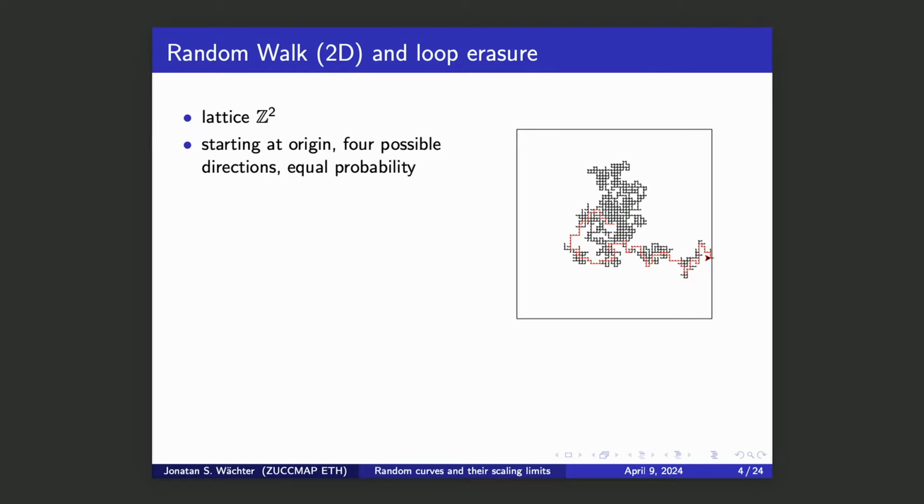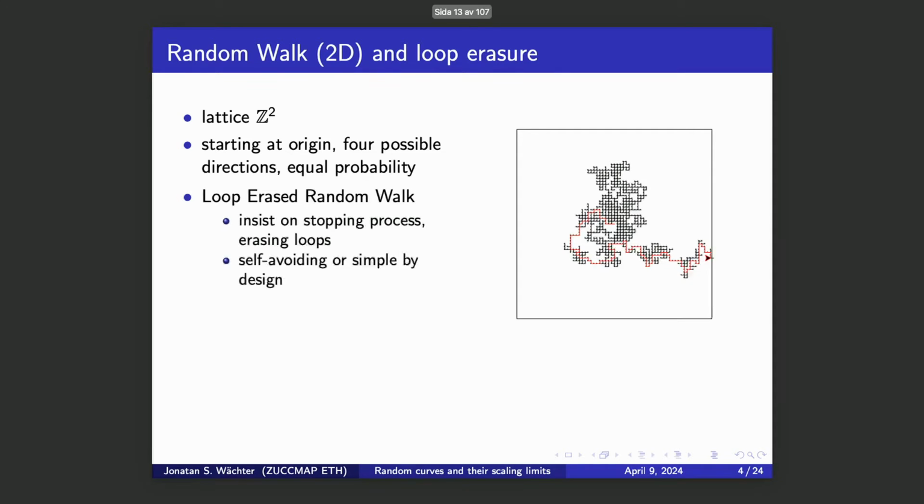But the interesting thing starts to happen when I stop the process. So say it exits this square, I stop the process, and then I have a path that I can work with. I can start to apply transformations to it. And one transformation that is particularly interesting is to erase all loops in chronological order. So I start at the origin, and then I check when is the last time that I visit the origin. And everything that is part of that loop, I just throw it away. And then I move to some other vertex, right? And I repeat the process for this one. So this is chronological loop erasure. And this kind of curve is clearly self-avoiding or simple by design, and looks like this red one over here.